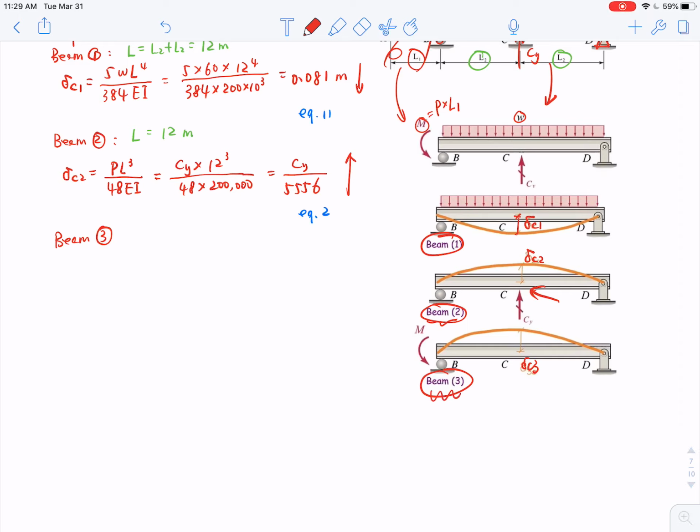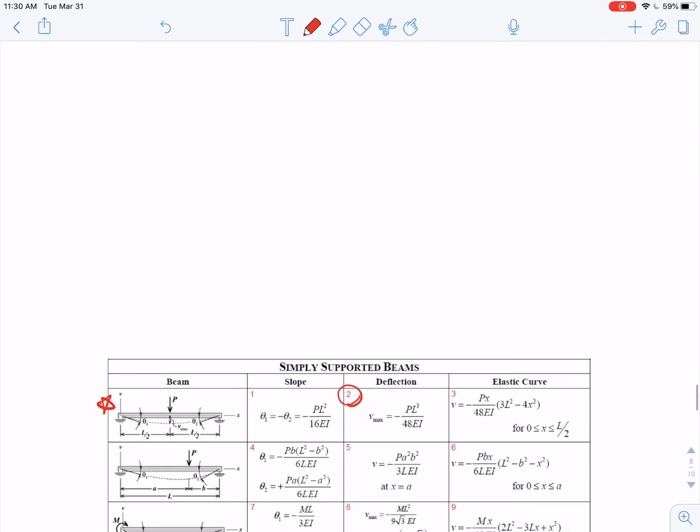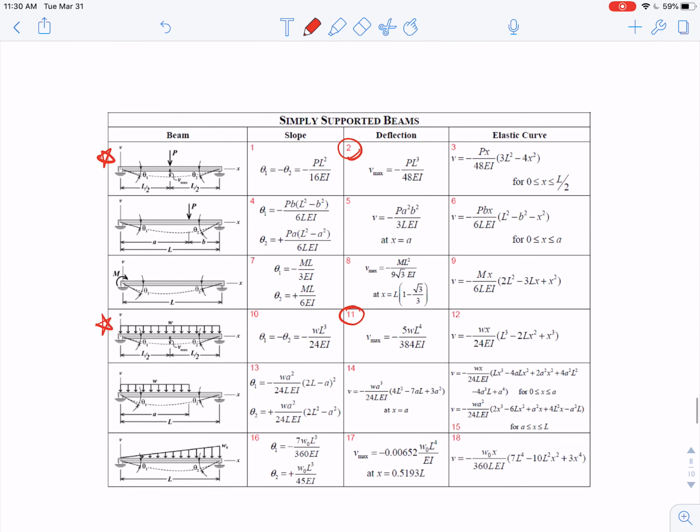Beam 3 is the simply supported beam subjected to a concentrated bending moment M at end B. The equation will be here. So we will select equation 9. Since this time the middle span will not be the maximum deflection, we need to use this equation.